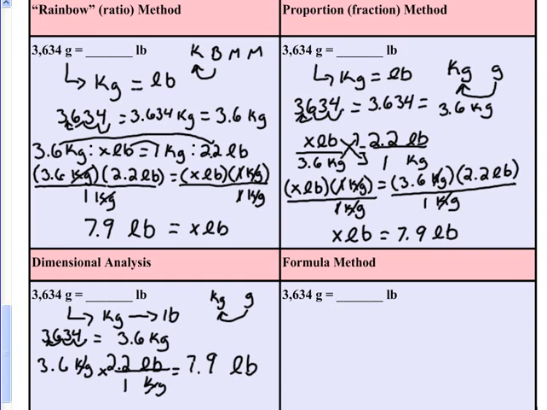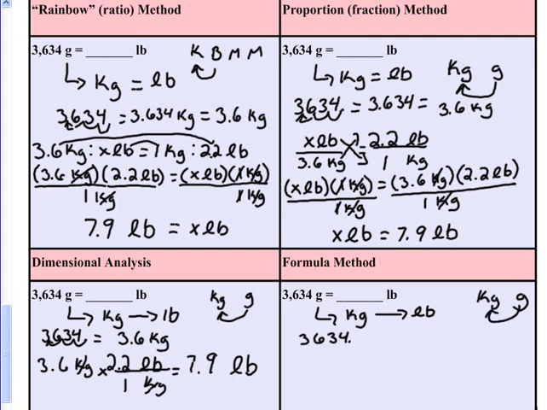We can also convert grams to pounds by using the formula method. Since we don't know a relationship between grams and pounds, we must go through the unit kilograms. We will first change our grams to kilograms, and then use our knowledge of conversion factors to change kilograms to pounds. We should remember that to convert 3,634 grams into kilograms, we need to move our decimal 3 places to the left.